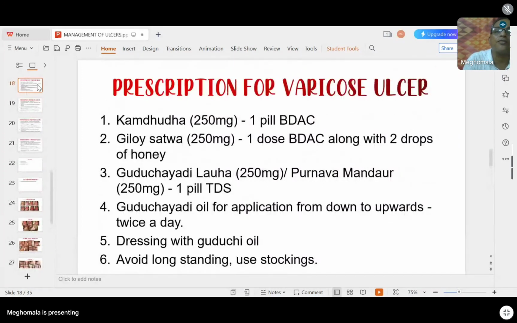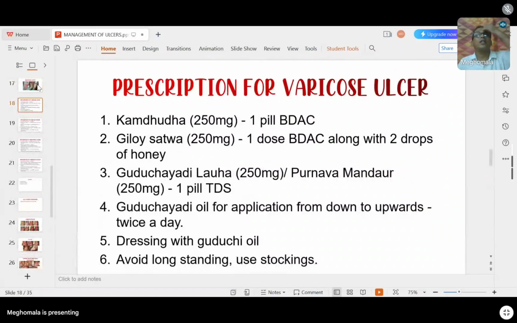Now we'll go for prescriptions. First is the prescription for varicose ulcer. Kamdudha, 250 milligram, 1 pill BDSC. Giloy Satta, 250 milligram, 1 dose BDSC along with 2 drops of honey. Guruchadi Loho or Punarnava Mandur, 1 pill TDS, 250 milligram. Guruchadi oil for application from down to upwards twice a day, and dressing with Guruchi oil. Avoid long standing, use stockings and so on, all of which we know.